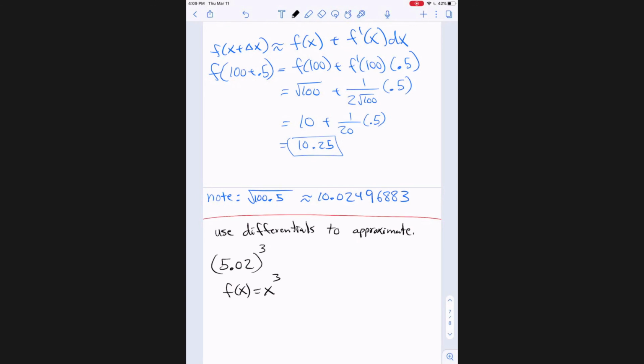And what will x be? 5. And is dx positive 0.02 or negative 0.02? Positive. Positive, yeah. It's negative if it was 4.98, if you're going backwards. All right, now you guys finish the problem.